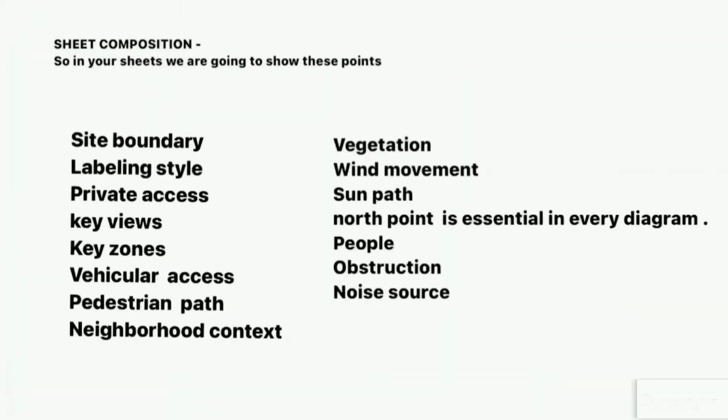Once you're done with all this data, we'll start composing our sheet, and for this video especially I'm making two sheets. One is for data analysis, the second is for your symbols and site analysis. So in part two, sheet composition, we're going to show site boundary, labeling style, private access, key views, key zones, vehicle access, pedestrian path, neighborhood context, vegetation, wind movement, sun path, north point, people, obstruction, and noise source.